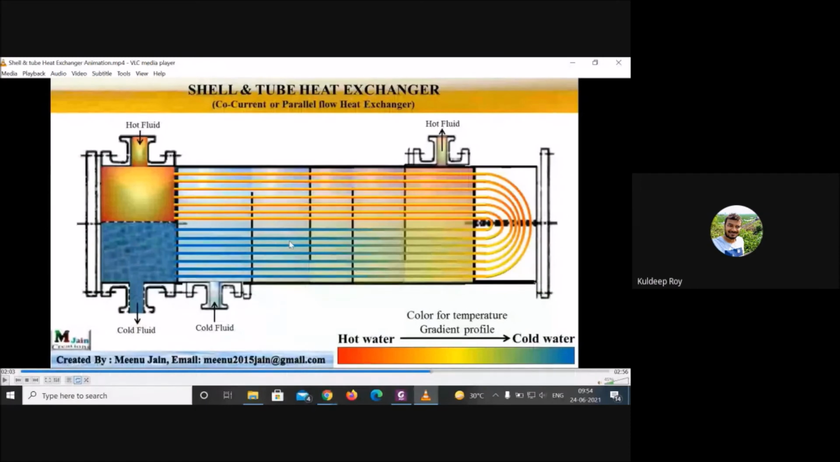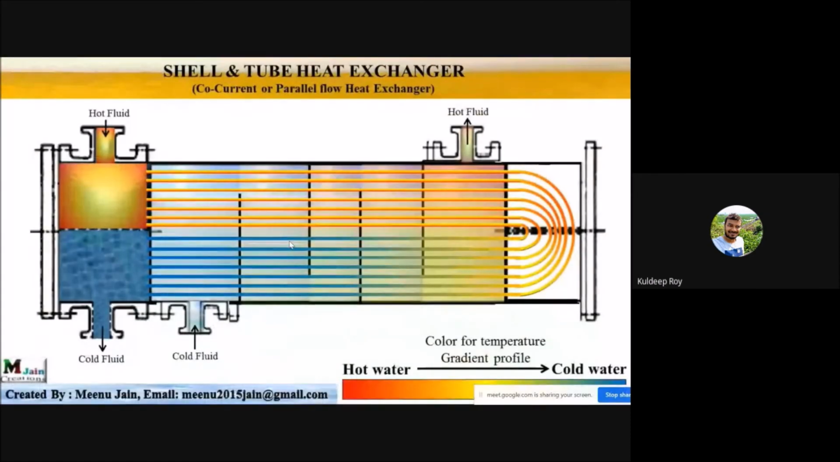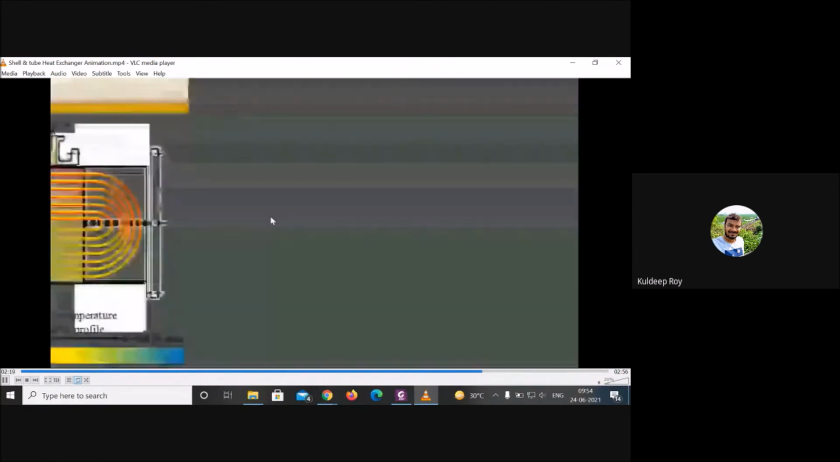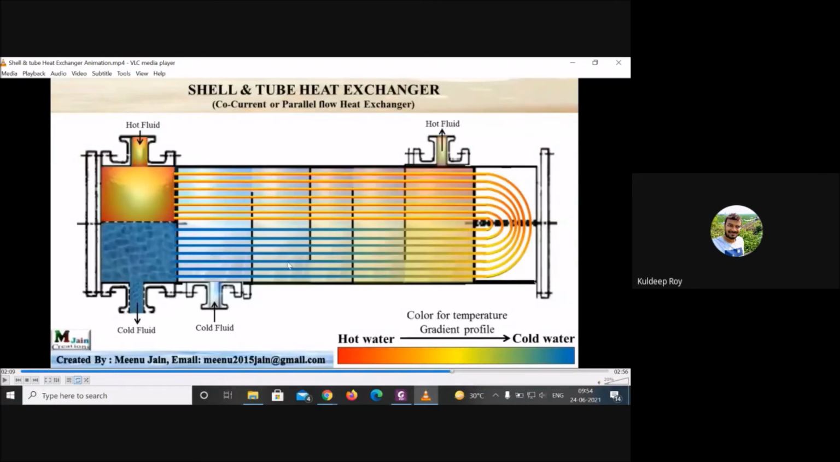Now see how the heat transfer is taking place, as I already told. Now check. Hot water will come inside your tube, and it will come from here only. Now your cold fluid will go here, it will flow here, here, and it will come out. It will become hot.